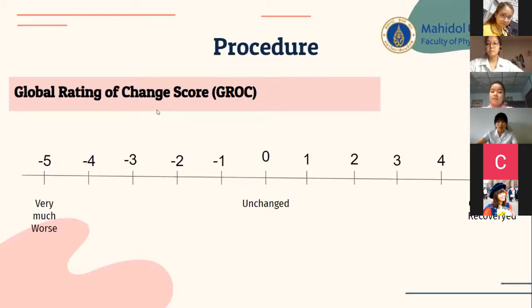The Global Rating of Change score is a self-assessment of perceptions which uses an 11-point Likert scale. A GROC score of 0 was considered as unchanged, and GROC scores of +1, +2, +3, +4, and +5 represent minimal, moderate, and large improvements. In contrast, GROC scores of -1, -2, -3, -4, and -5 indicate the degree of perceived deterioration.